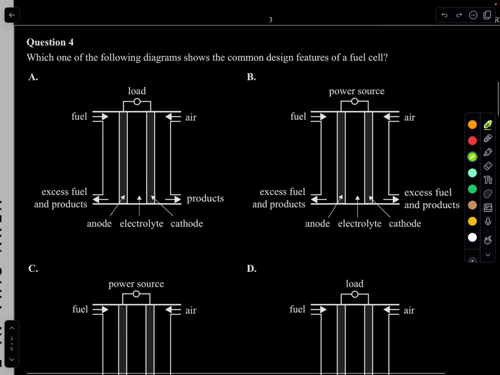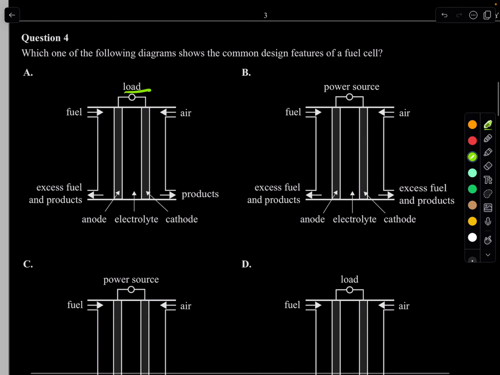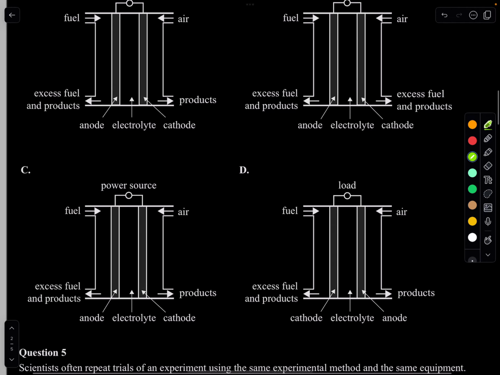Question 4. Which of the following diagrams shows the common design features of a fuel cell? So what's the difference between them? Okay, so we see that there are ones that have load and power source. Remember, a fuel cell is a galvanic cell. It basically transforms chemical energy into electrical, so it doesn't require a power source because it's creating its own electricity. So anything with power source, so B is wrong, C is wrong.